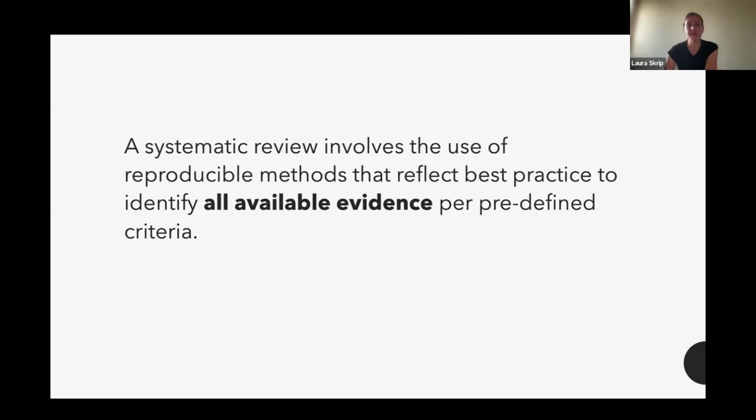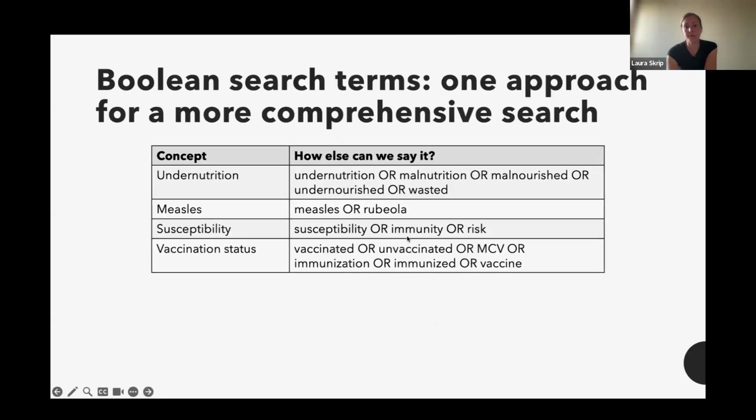And I just wanted to emphasize that a systematic review is the use of specific methods. It's a research study in and of itself, to identify all available evidence. So when you search here, you have to use a different set of search terms to make sure you get all evidence that's been published on your topic. So you have to be very thorough. One approach is using Boolean search terms. So you comprehensively search. And again, these are in the slides, which can be shared.